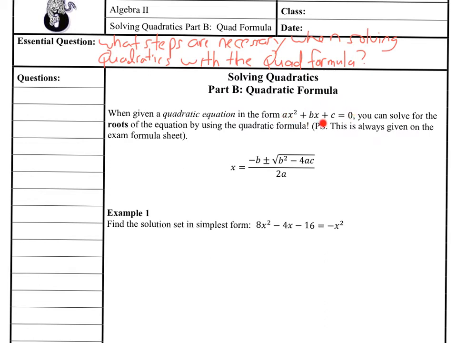You have to have it set equal to 0. Then what's in front of the x squared is a, what's in front of the x is b, and what's all by itself will always be c, and you just plug in. This formula is always going to be given to you, it's on the formula sheet. So let's start with the first question.